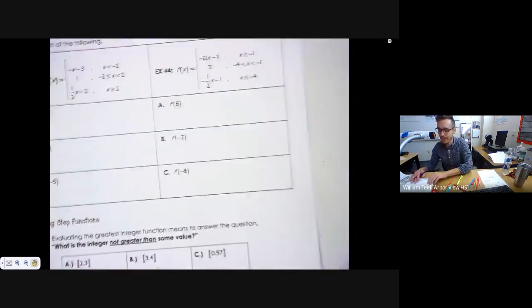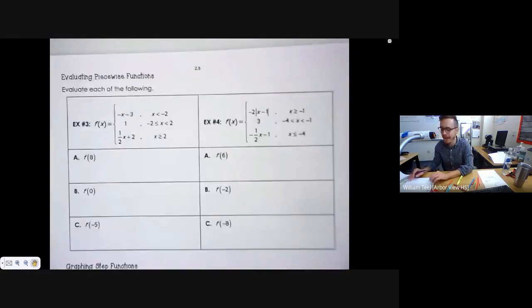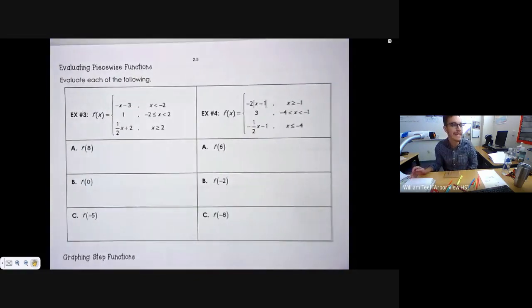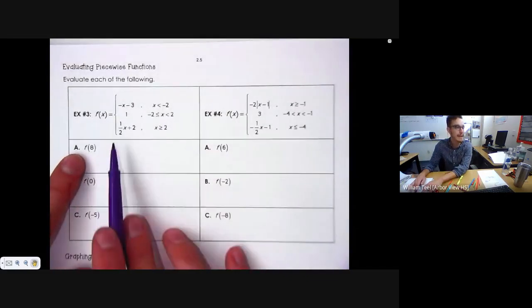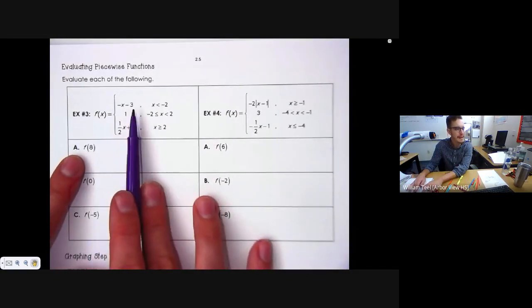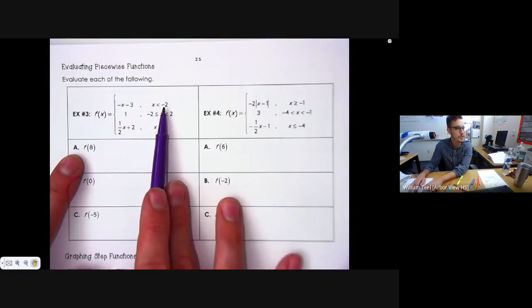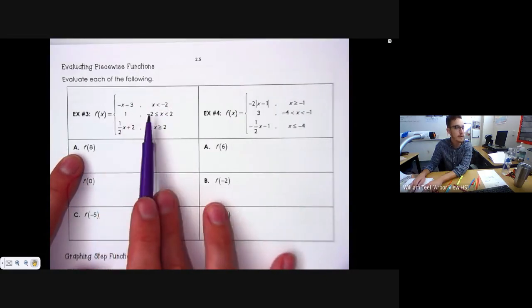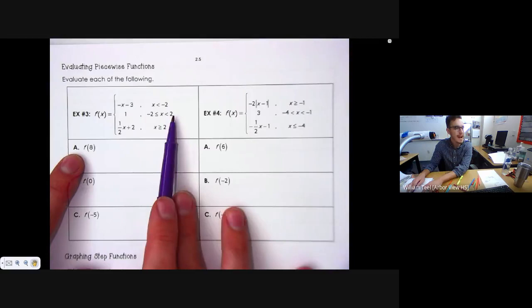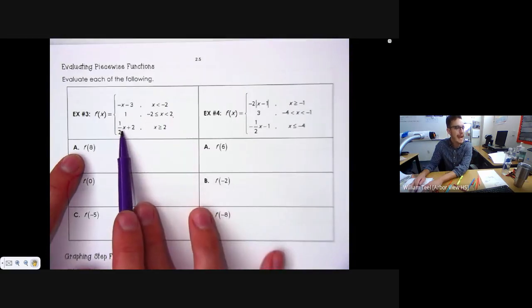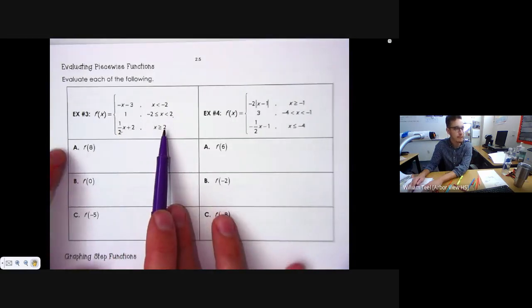Moving on to example number 3. This is not about graphing. This is more about figuring out, if I have a value and a piecewise function, what the evaluation of that x is going to be. We have to be very careful to pay attention to the criteria here. So if we have f of x equal to -x minus 3 when x is less than -2, f of x equal to 1 when x is between -2 and +2, and 1/2 x plus 2 when x is greater than or equal to 2.